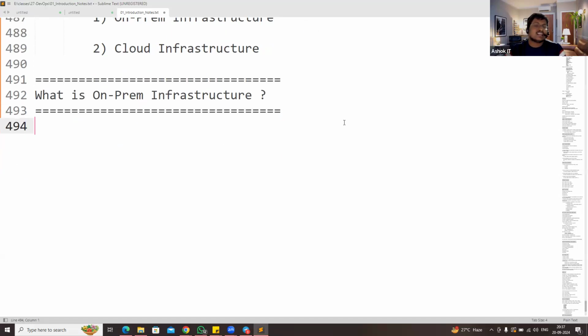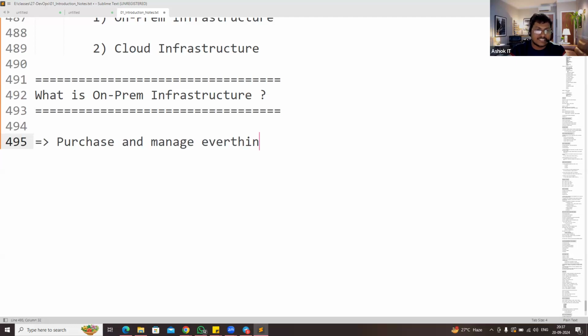On-prem infrastructure is nothing but you purchase and you manage everything on your own. Purchase and manage everything on your own. That is called on-premises infrastructure. So on-prem infrastructure is nothing but our own infrastructure.